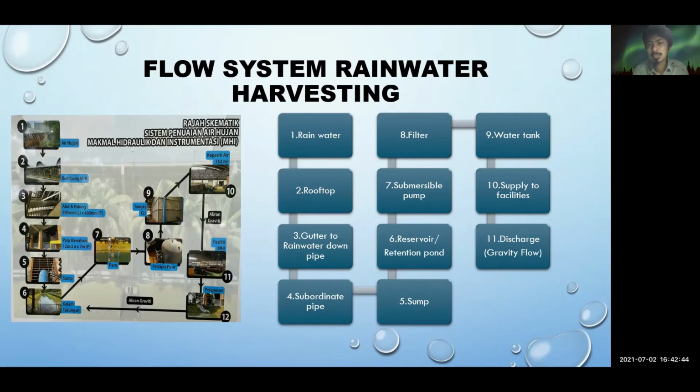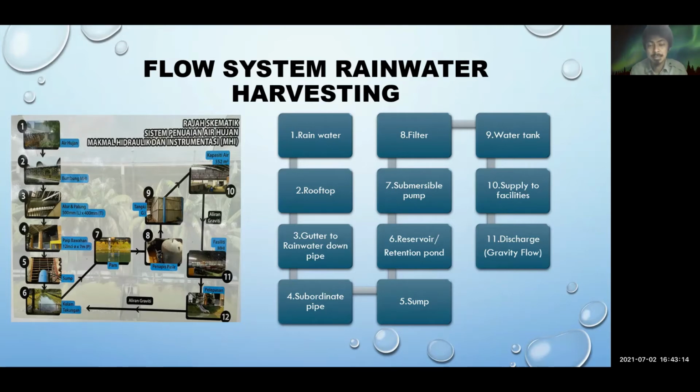Then next, the submersible pump before going to the retention pond, and after that, from the subordinate pipe it goes to the reservoir or retention pond, then to the submersible pump and through the filter and goes to the water tank before we start to distribute to the facility or public by gravity flow or by pump station.